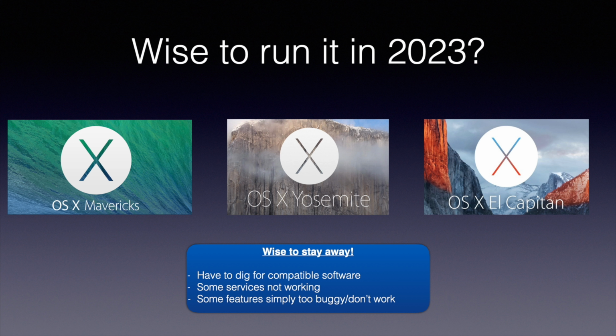Some of the services just weren't working for me. Not sure what was going on, but I'm pretty sure it's because outdated certificates were coming into play, and some features were simply just too buggy or just don't work anymore, guys. It's not worth it. Stay away from these three OSs if you can. If it's for nostalgia purposes or something specific, then be my guest, guys. But it's not wise to run either of these three OSs anymore in 2023.